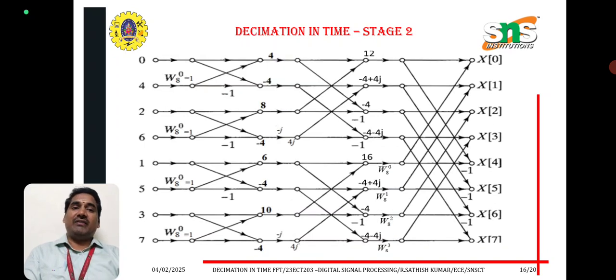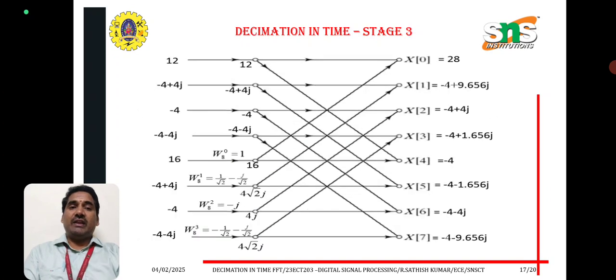The 4-point DFT results are 12, minus 4 plus 4j, minus 4, minus 4 minus 4j, and 16, minus 4 plus 4j, minus 4, minus 4 minus 4j. From the results of the 4-point DFT, we compute the 8-point DFT.